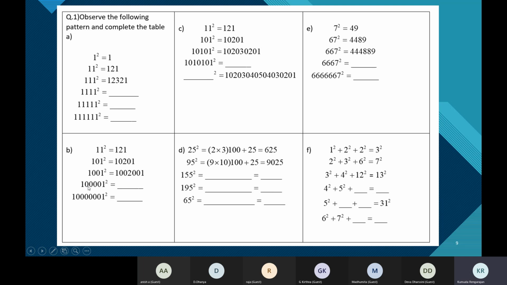Similarly, 1 followed by 4 zeros, 1, 4 zeros, and 2. The first one is written as 1 only. The next one becomes 2. The next one will become 3, if at all there is. The next one will become 4, like that. The first one is 1. The next one becomes 2 if there is a 1. If there's another one, that becomes 3. If there's another one, that becomes 4.